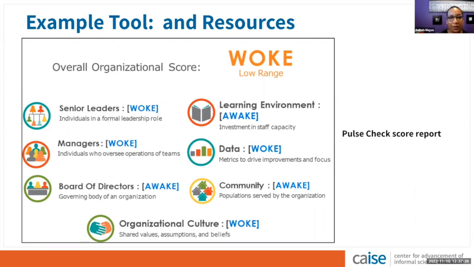And the output of that survey is an overall report that shares the organizational score for the institution based on our responses. And so you'll see here at the top, the overall score that was assigned to CASE was that we were woke.